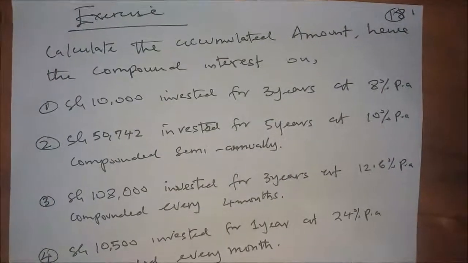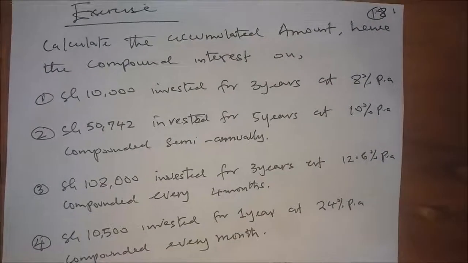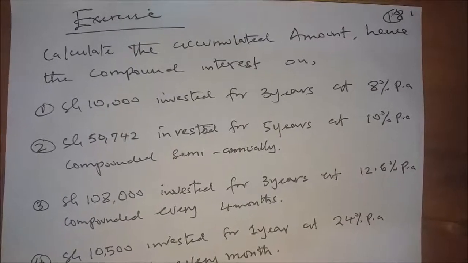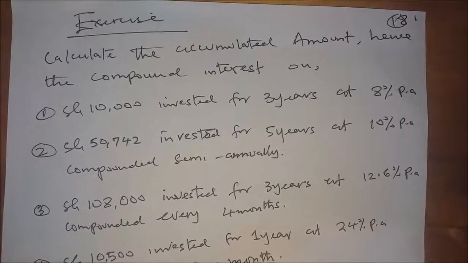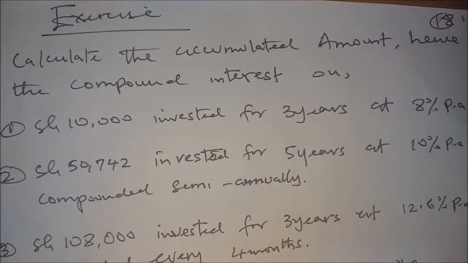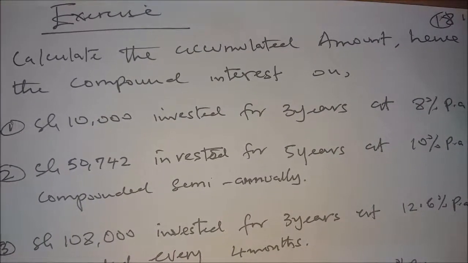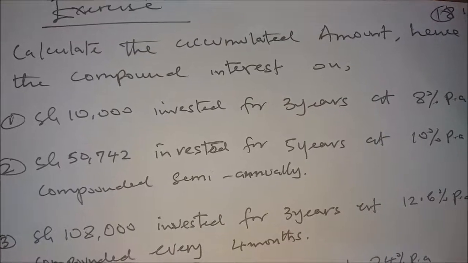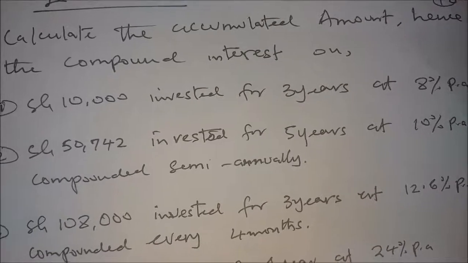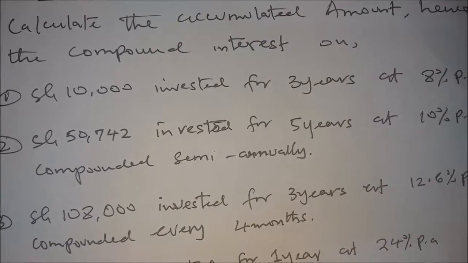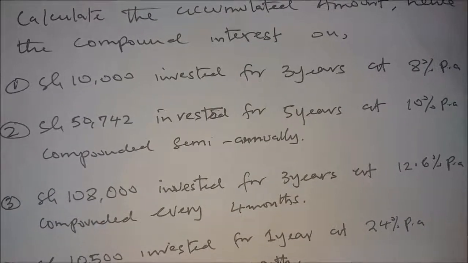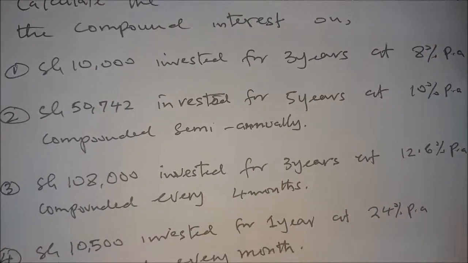Now, to wrap it up, you can try this exercise. Calculate the accumulated amount, hence the compound interest on shillings 10,000 invested for 3 years at 18% per annum. Number 2, shillings 50,742 invested for 5 years at 10% per annum compounded semi-annually.